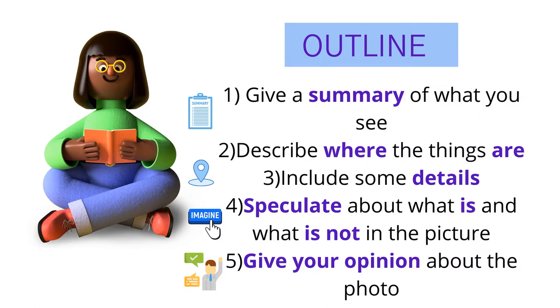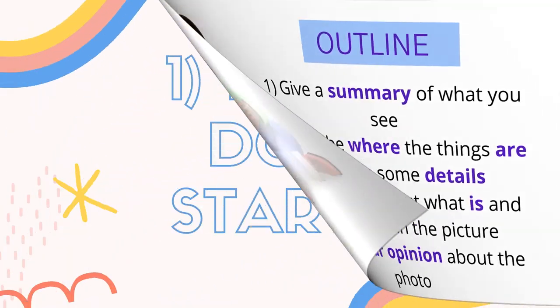If we follow this outline, the steps would be: number 1, give a summary of what you see. Number 2, describe where the things are in the picture. Number 3, include some details. Number 4, speculate about what is and what is not in the picture. And number 5, give your opinion about the photo. A couple of sentences for each section is fair enough. The best thing is to exemplify each step and have a look at different parts that you should follow.